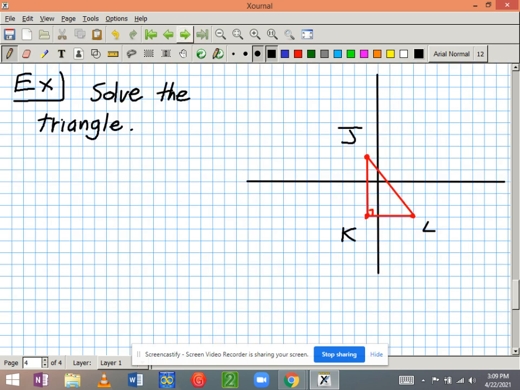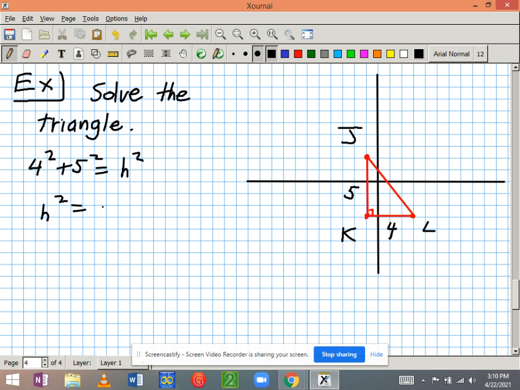Okay, let's do one more. This one's on graph paper, so we have different options. We can just count the legs for the sides. So we got 1, 2, 3, 4. So that side's 5. This side is 1, 2, 3, 4. And so we can do the Pythagorean theorem. Matter of fact, I think I will this time. So 4 squared plus 5 squared equals, let's just call that h for hypotenuse, h squared.